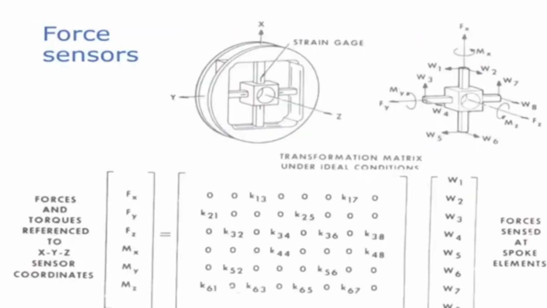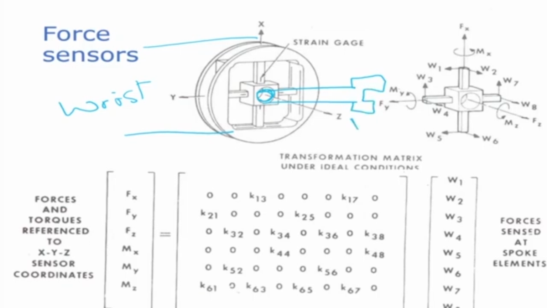The force sensor essentially is constructed using this kind of beam elements. You can see there are four beam elements here: one here, one here, one here, and one here. The internal construction of the sensor is something like this as shown here. This will be fitted onto the wrist of the robot. So this is my wrist, and the end effector will be fitted here. So this is my end effector.